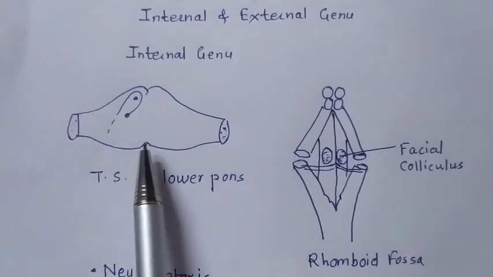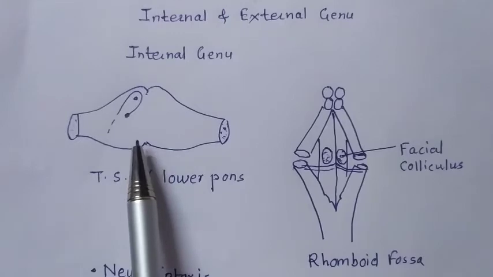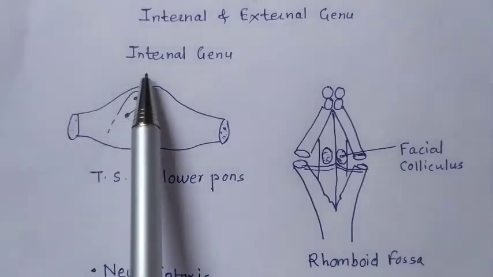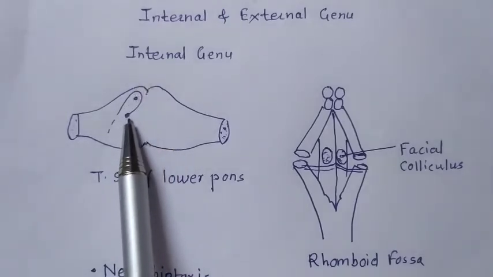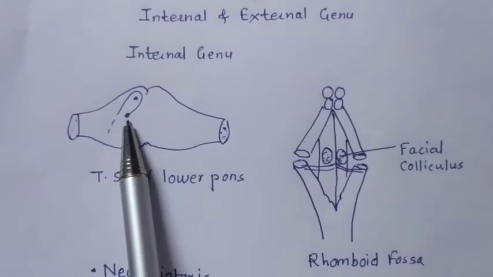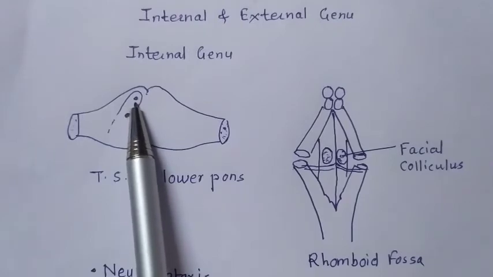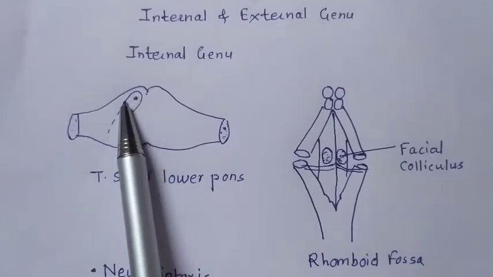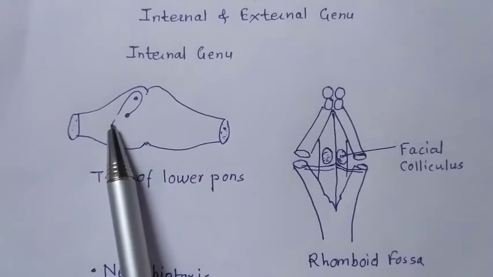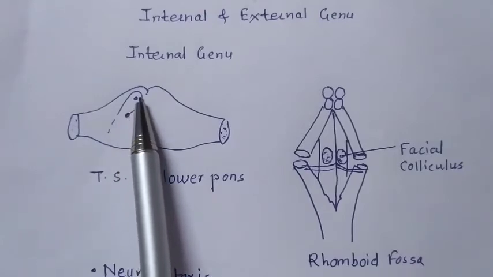This is the transverse section of lower pons, this is the ventral side, this is dorsal side, this is the motor nucleus of facial nerve. The facial nerve begins from the motor nucleus and passes dorsomedially and curves around the abducent nucleus and then passes forwards and laterally. So, this is the internal bend, it is called as internal genu.